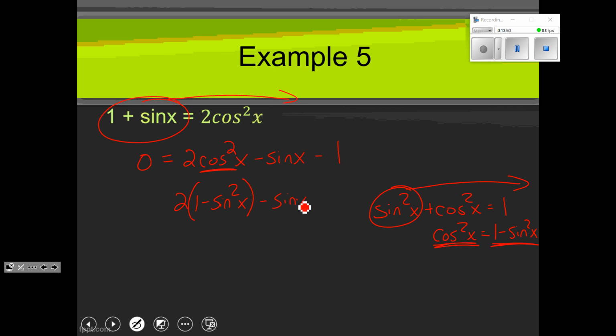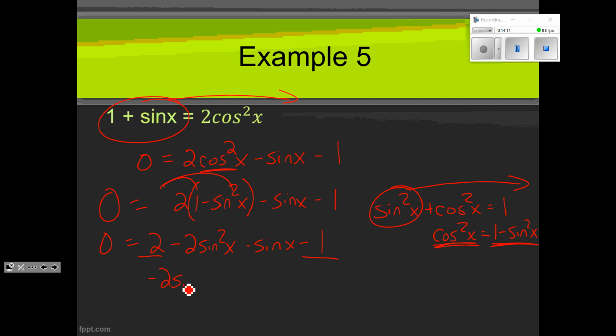minus sine of x minus 1 equals 0. So this would be 2, this would be minus 2 sine squared x minus sine of x minus 1. So 2 and -1, that would be -2 sine squared x minus sine of x. I'm going to combine these two right here, and that would be a plus 1. Now, everybody's like, Ms. Corns, I thought you said you didn't like your square terms to be negative.